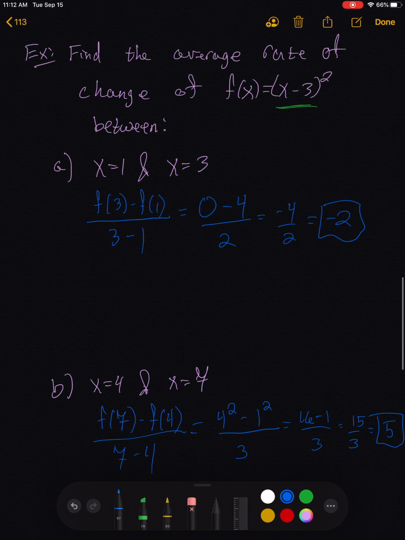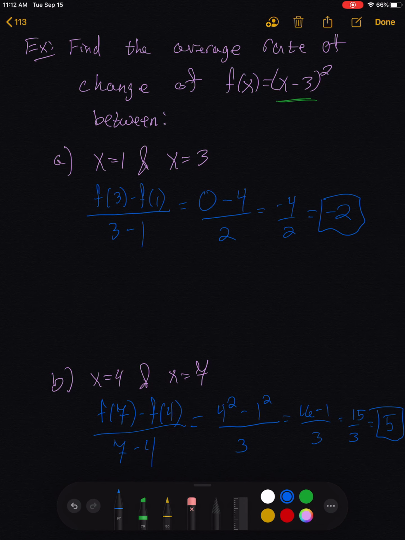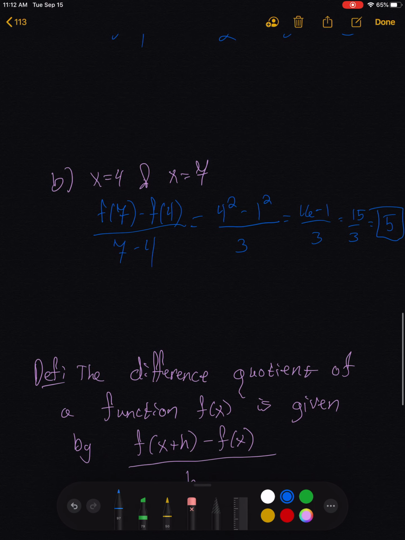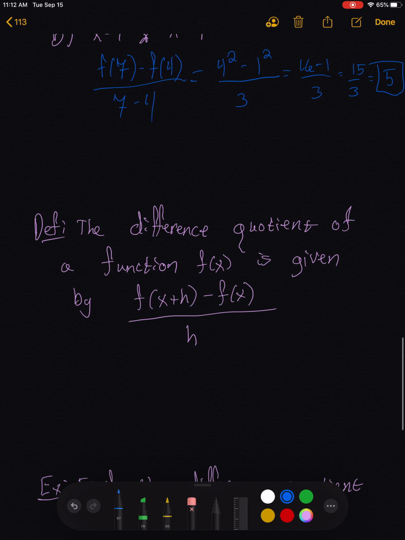Okay, so to find the average rate of change between 2 values for x, we're just plugging those values into the function and subtracting that, and then dividing that by the difference between the values themselves. Again, this is giving us the slope of the secant line. That's just the line passing between them.